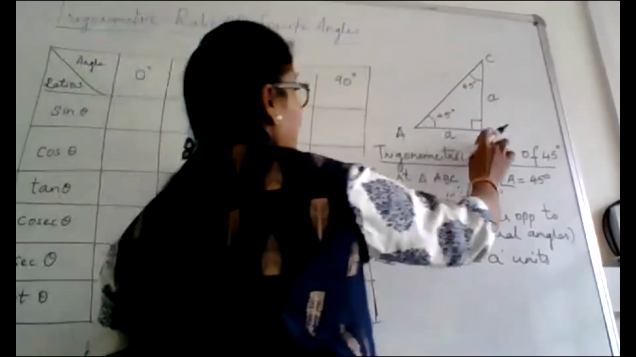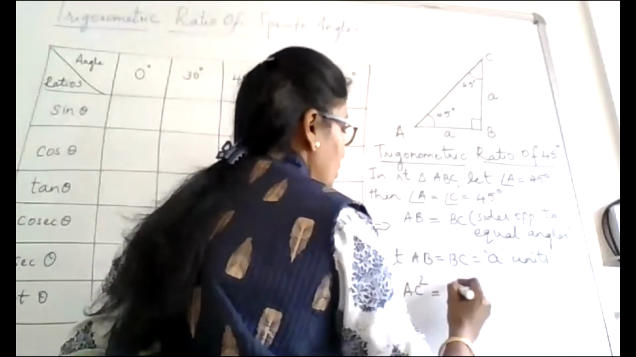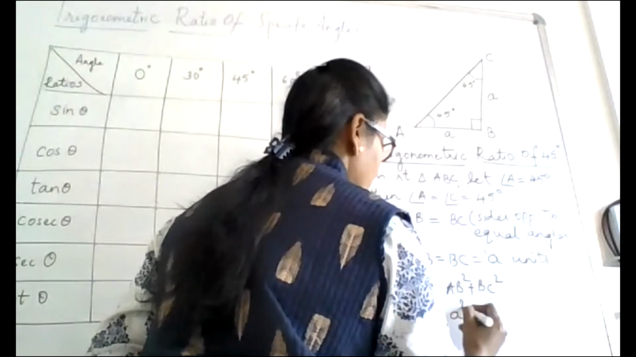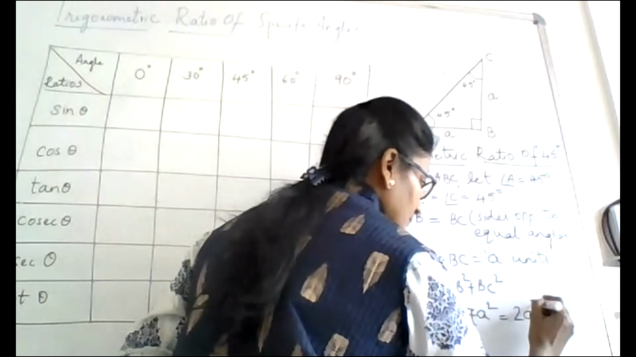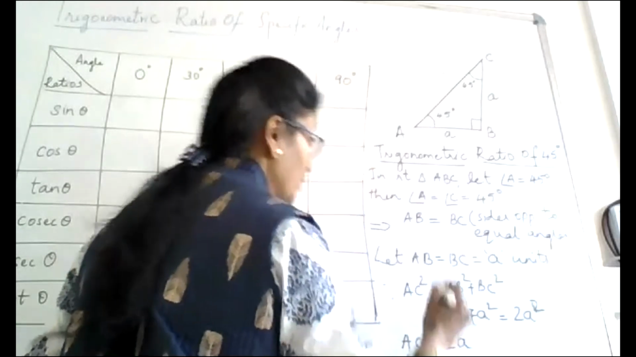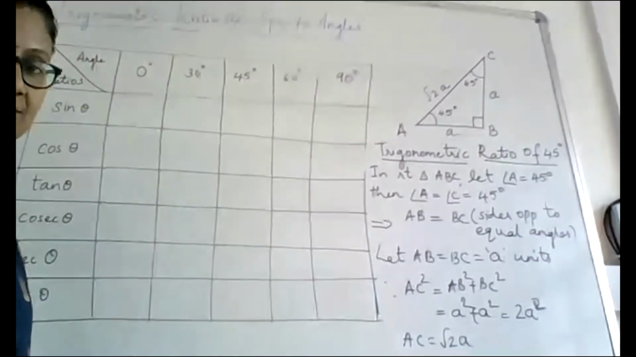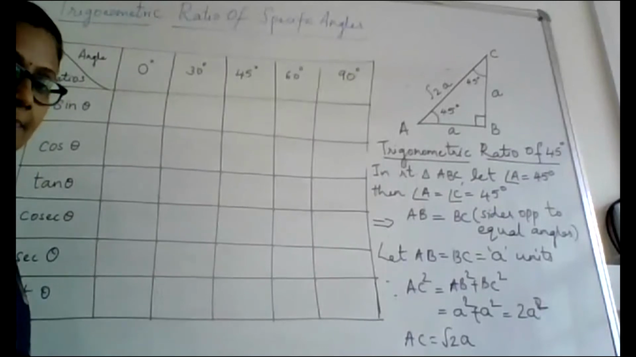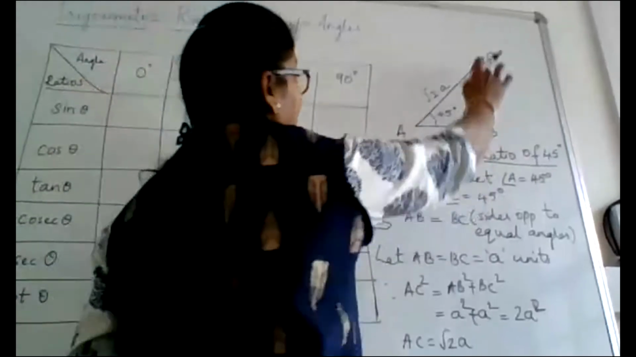Alright. Now using the Pythagoras theorem, can I find out what will be my AC? Because my AB is A and my BC is also A, therefore my AC square will be equal to AB square plus BC square, which will be A square plus A square or 2A square. Hence, my AC will be root 2 times A, using the Pythagoras. Is that clear? So I got my AC as root 2 times A. AB is A and BC is A.